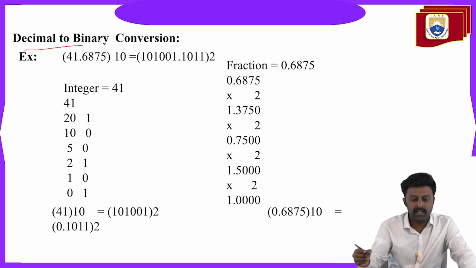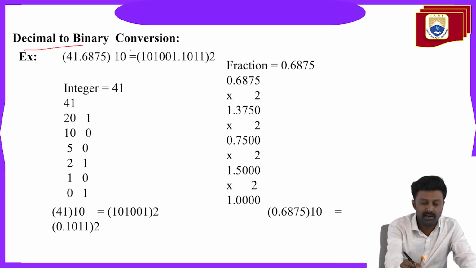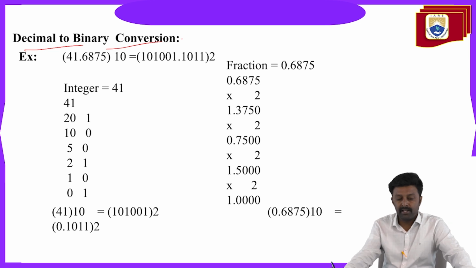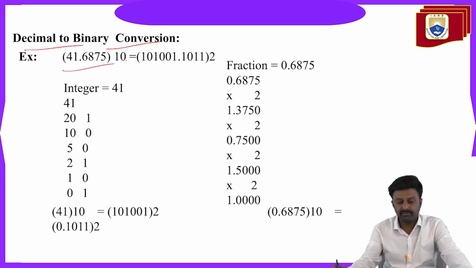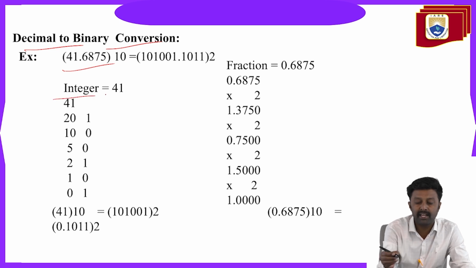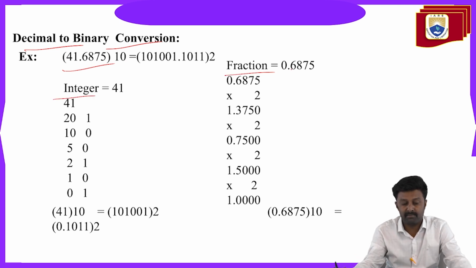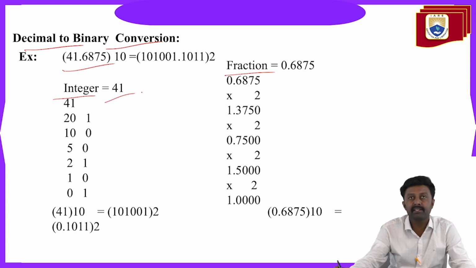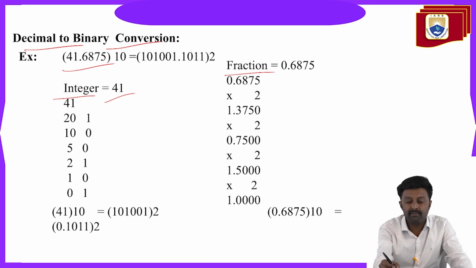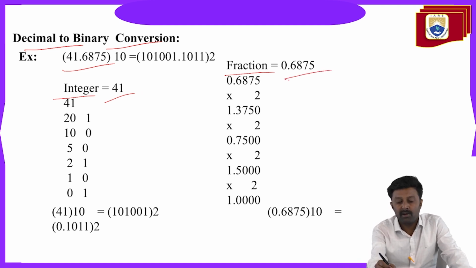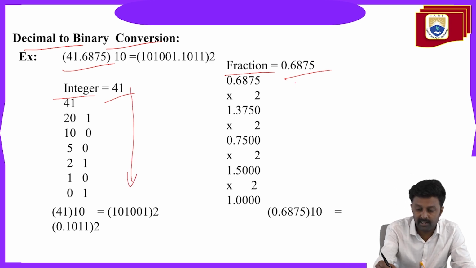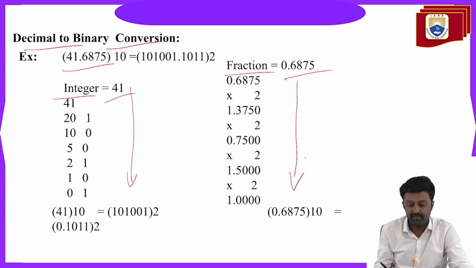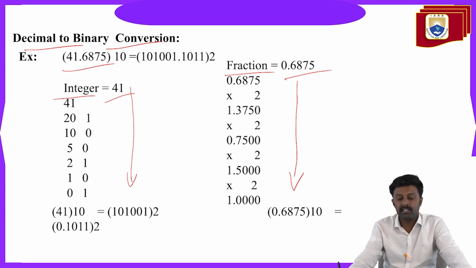In this example, we have taken a decimal number and we are converting it to binary. What is the rule here? The number is divided into the integer part and the fraction part. The integer part is 41 and the fractional part is 0.6875. We have to convert the integer part and the fractional part separately, and then represent them together.